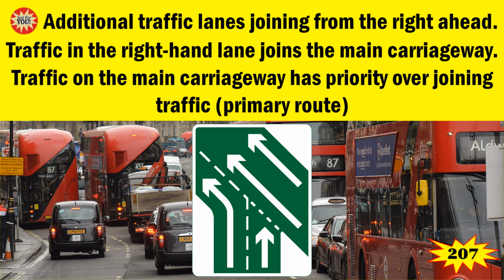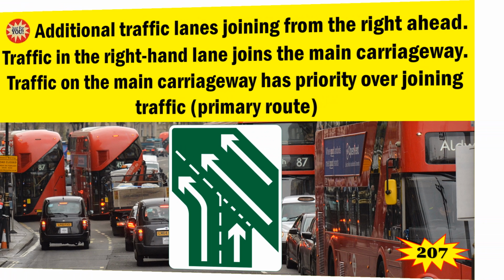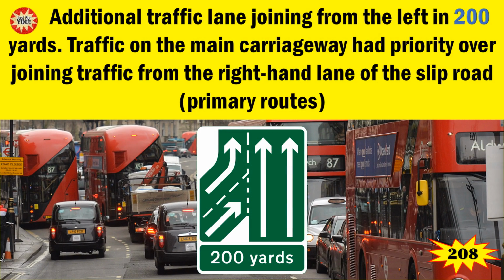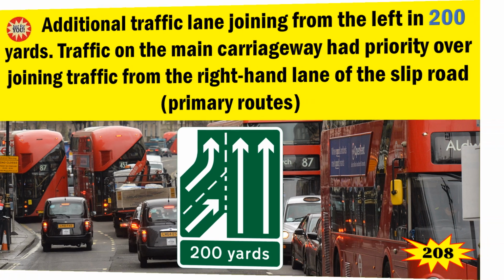Additional traffic lanes joining from the right ahead. Traffic in the right-hand lane joins the main carriageway. Traffic on the main carriageway has priority over joining traffic. Additional traffic lane joining from the left in 200 yards. Traffic on the main carriageway has priority over joining traffic from the right-hand lane of the slip road.